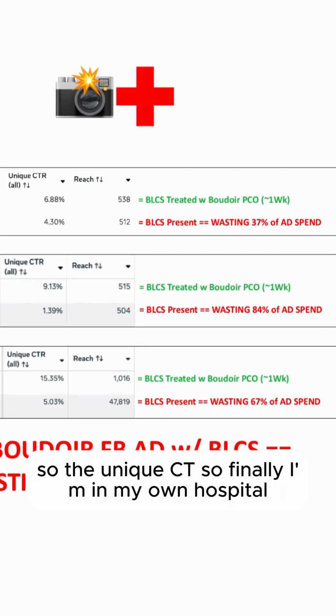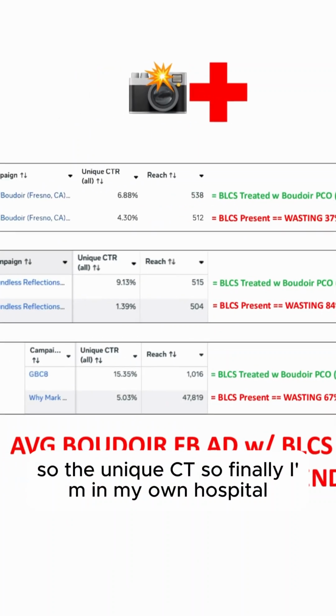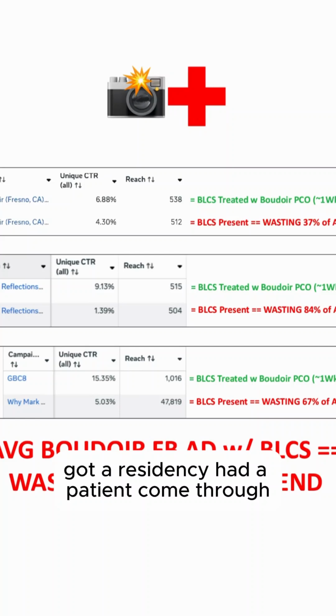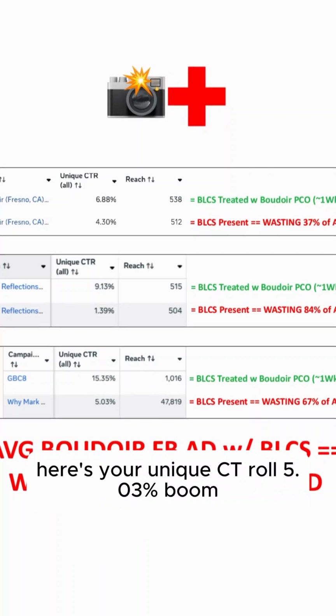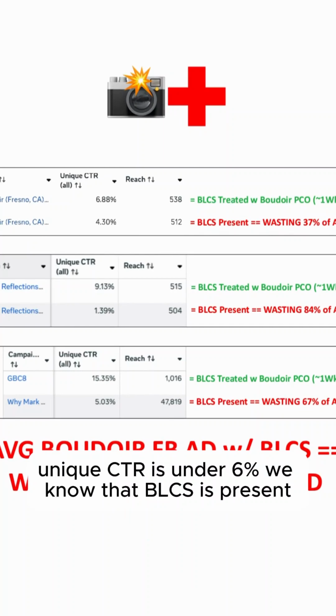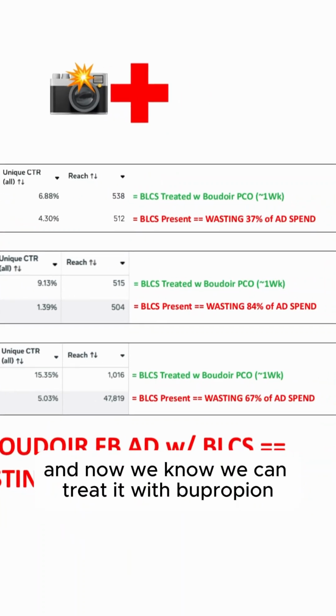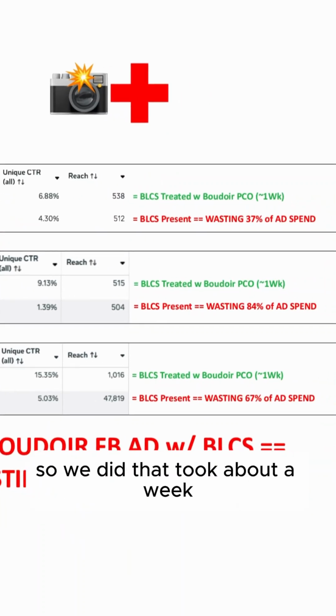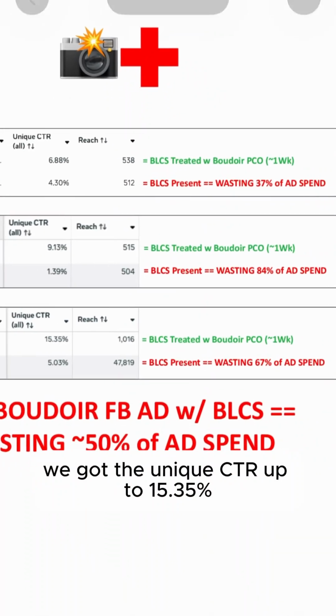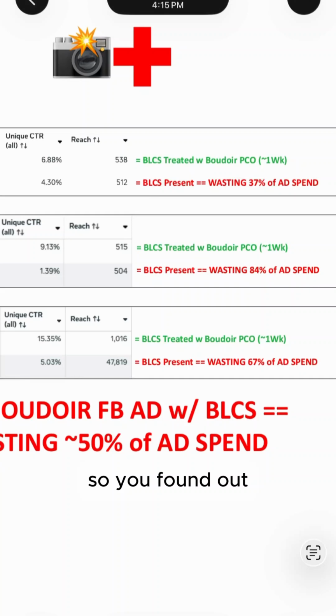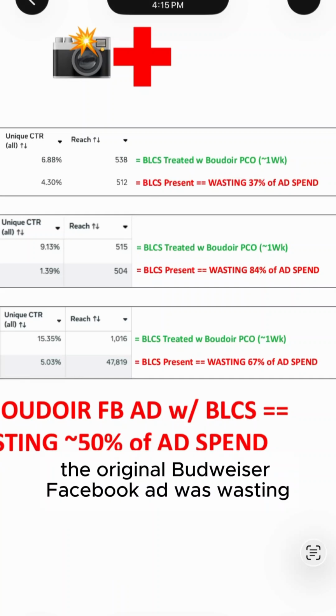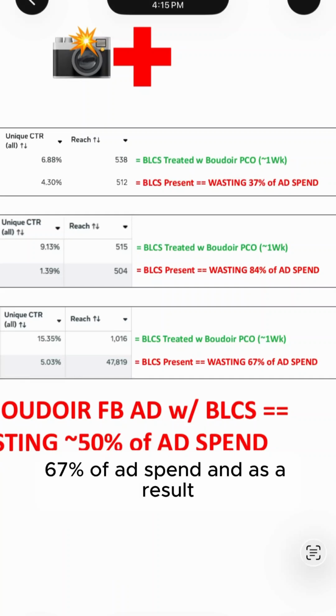So finally, I'm in my own hospital, got a residency, had a patient come through, his unique CTRL, 5.03%. Boom, unique CTRL is under 6%. We know that BLCS is present, and now we know we can treat it with Boudoir Pico. So we did that, took about a week. We got the unique CTRL up to 15.35%. So we found out the original Boudoir Facebook ad was wasting 67% of ad spend.